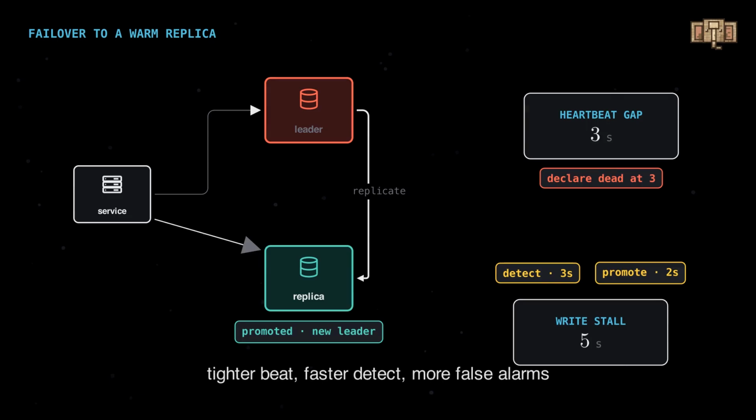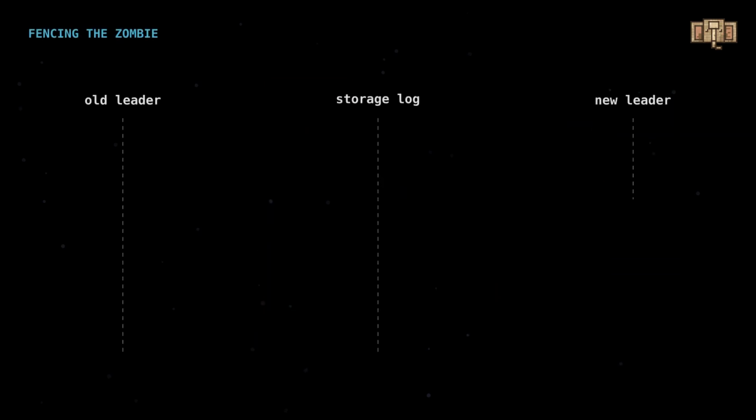You can tighten the heartbeat to shrink that window, but you raise the odds of a false alarm, declaring a live leader dead over 1 dropped packet. Every detector in this toolkit carries that same trade. And now the gotcha that interviewers love because it separates careful thinkers from memorized answers.